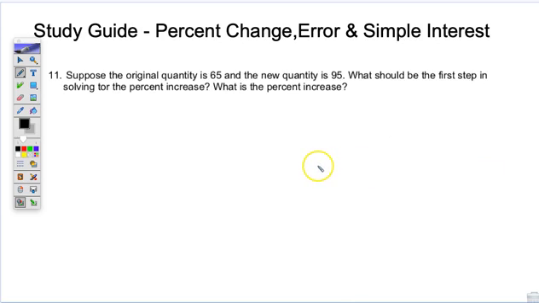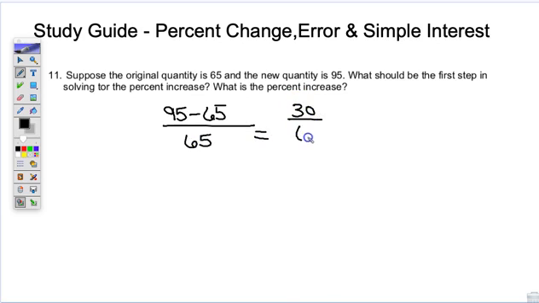Question 11. Suppose the original quantity is 65 and the new quantity is 95. What should be the first step in solving for the percent increase? And what is the percent increase? So just like before, the first step is always to find the difference between the quantities. So we're going to take 95, always the larger number, subtract the smaller, and we always divide by the original. 95, take away 65 is 30, dividing by the original. So making sure you're using that calculator, 30 divided by 65, you are going to get a decimal.